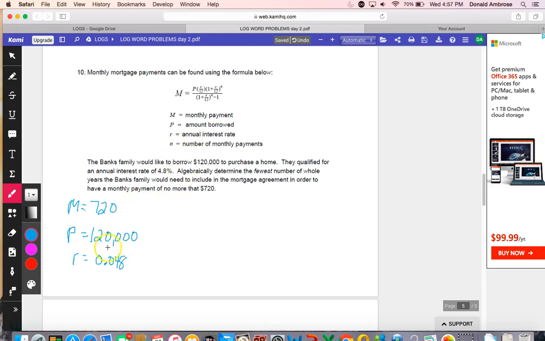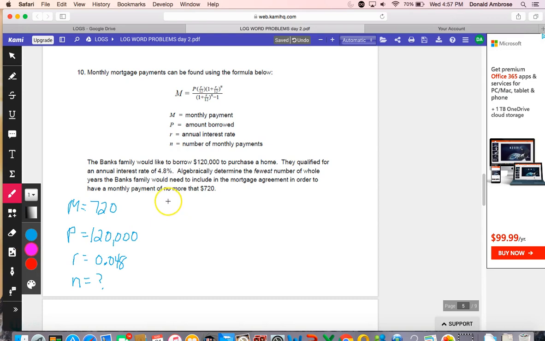And then N is the number of monthly payments, and technically that's what we're being asked to find. They asked us to find the number of whole years the Banks family would need to include in the agreement, and the number of monthly payments corresponds to the time value that we're being asked to solve for. So N is going to be the variable in our equation that we're going to have to try to solve for. So with that, we'll now go to our equation and start plugging in these particular values.